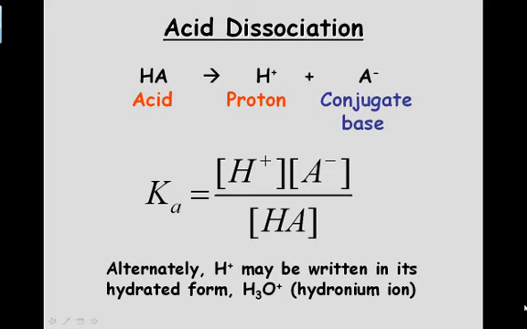Now, many textbooks and teachers will include water in this equation. So they would have H2O on the left, and then on the right side, rather than writing H+, the H+ attached to water would form what we call the hydronium ion, H3O+. So in place of the H+, we could write H3O+. Those two things are interchangeable and basically mean the same thing. So you're going to see both of those.